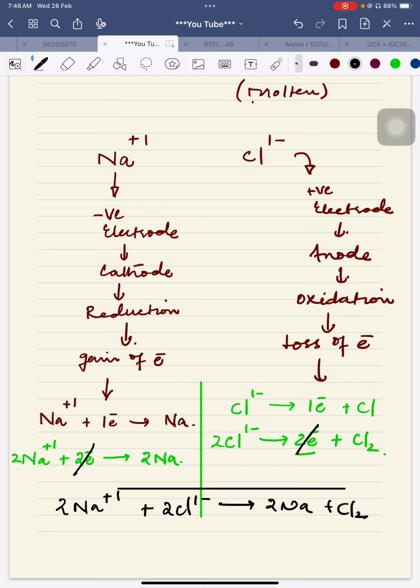And when litmus solution is added near the anode, or when litmus paper is immersed near the anode, we can observe that due to chlorine formation, the damp blue litmus paper will change its color to red and then to white due to the acidic and bleaching nature of chlorine, whereas the silver gray color metal will be observed at the cathode area. Okay, so these are the observations regarding the molten sodium chloride.